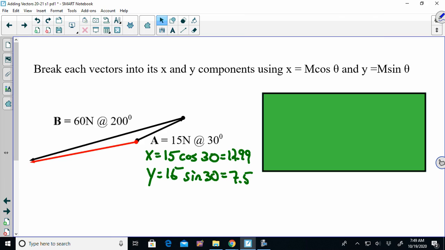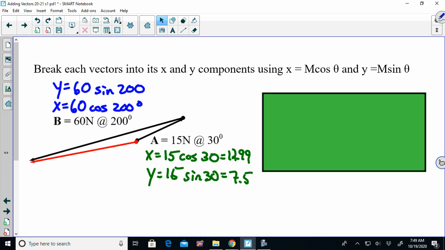Vector B is going to be x component equals 60 times the cosine of 200, and y is going to be 60 times the sine of 200. Both of those should be negative, right? Because I get a third quadrant, negative x, negative y. Okay, so let's just see.